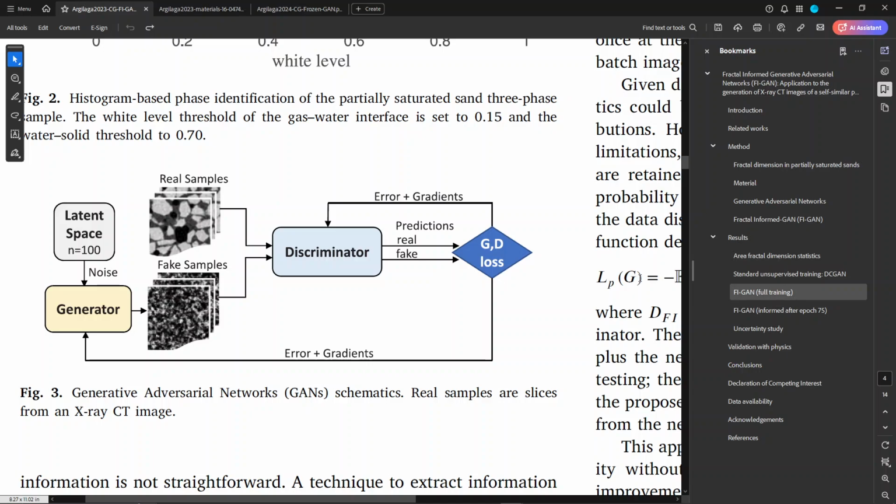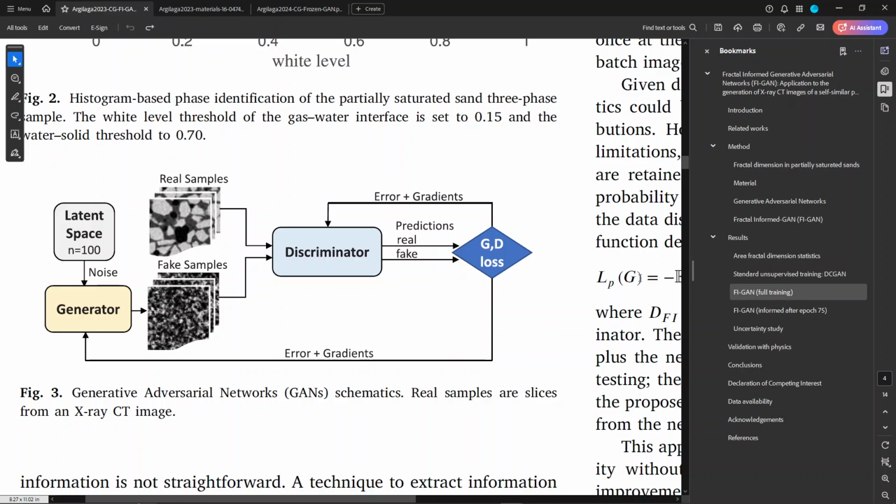But this is a scientific application. So we said that our material has some interest in the oil industry. We will focus on permeability. So this is a partially saturated sand. So this is sand which has a part of the void filled by water and part of it filled by gas.